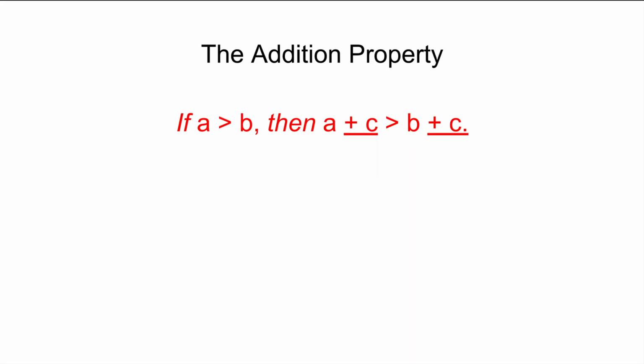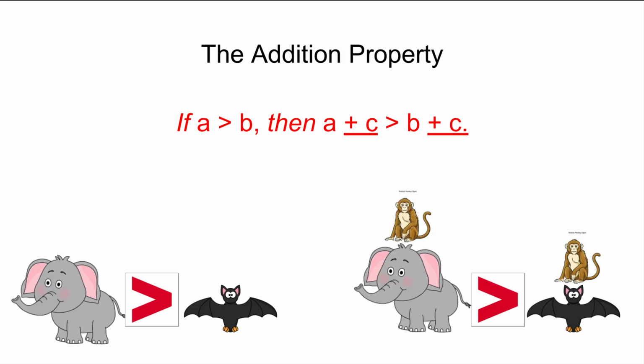Let's go over some of our properties. So we have the addition property. If A is greater than B, then do you see that we've added C to both of them? So if you add the same amount to both, the inequality stays the same. Imagine these animals on a scale: an elephant's weight is greater than a bat's weight. If we add a monkey's weight to both of them on the scale, it wouldn't change anything because it is an equal weight being added to both. This is the addition property. It maintains the same inequality.